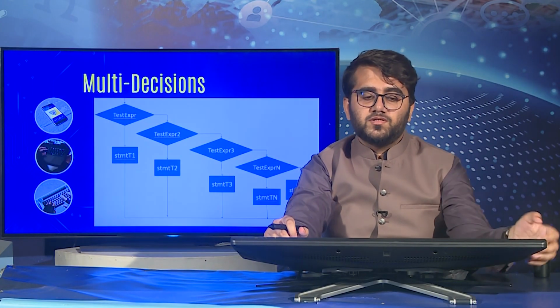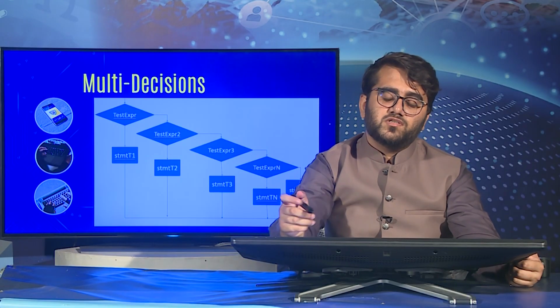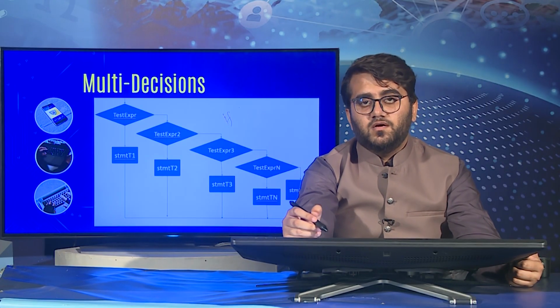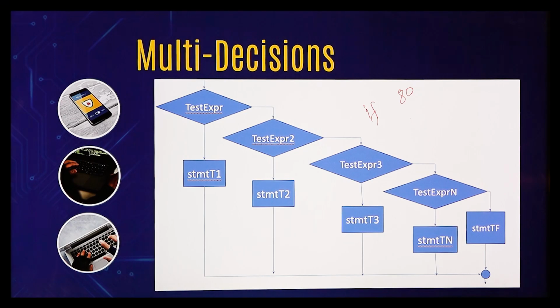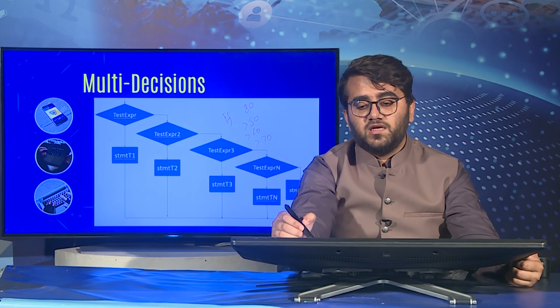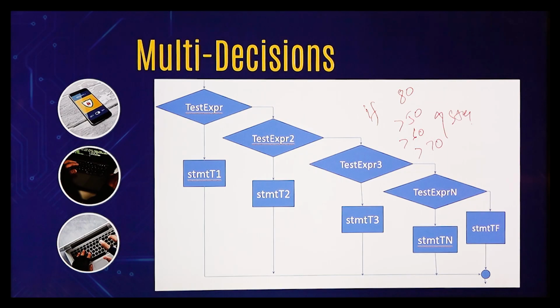Okay. So, multiple decisions. For example, a person achieved marks 80 and we have to give the grade to that particular person. Now we have to check whether that person had marks greater than 50, whether that person had marks greater than 60, whether that person had marks greater than 70. So we would do this in the form of steps. We would use multiple steps.